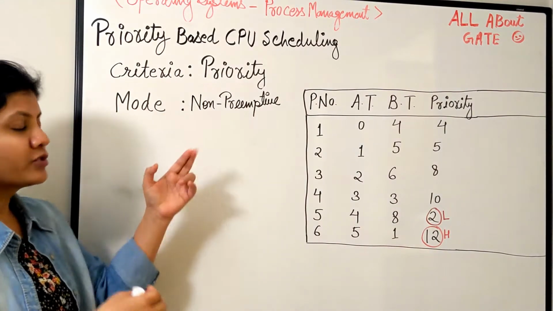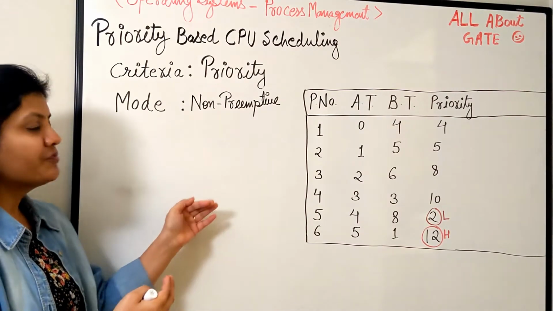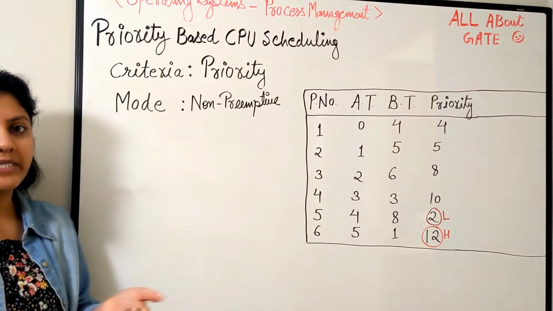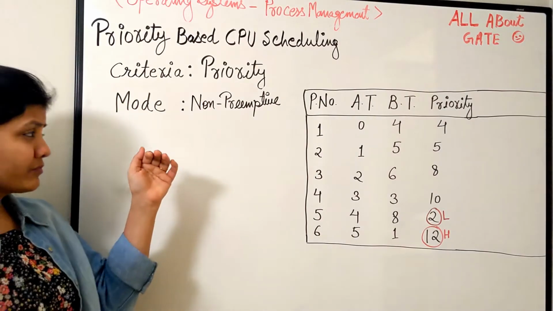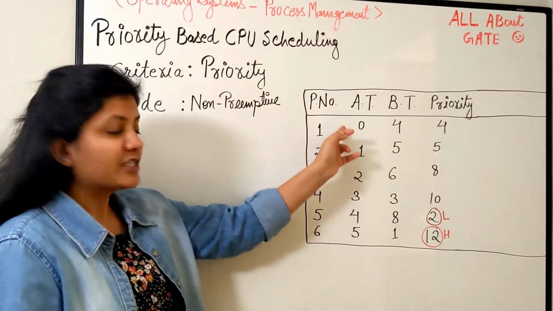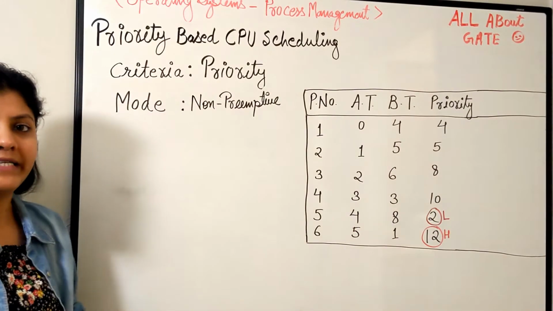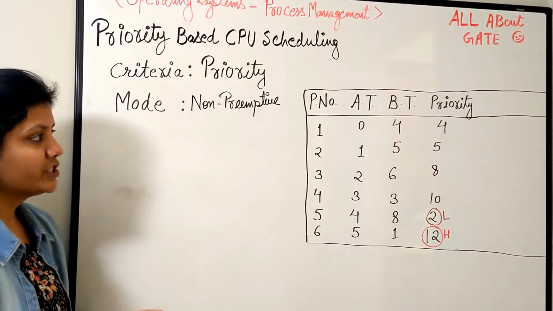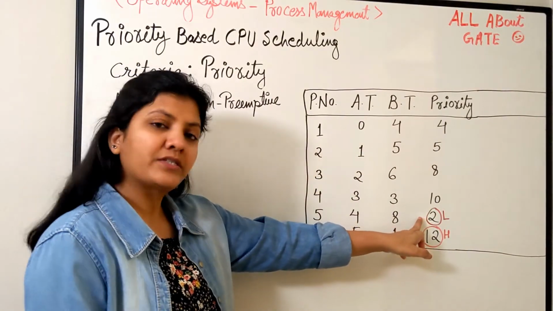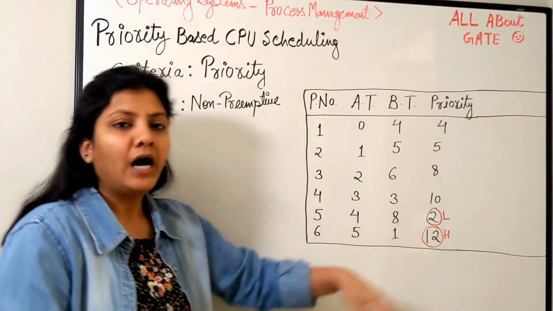Now, the mode of execution can be both non-preemptive and preemptive. In this video, we are discussing the non-preemptive priority based scheduling algorithm, and the next one we will discuss the preemptive mode. For that, I have taken one question where we have processes 1 to 6, with their respective arrival time, burst time, and also their priorities, because this is the criteria we are going to use for scheduling them. The lowest number shows the lowest priority, and the higher the number, the higher the priority.